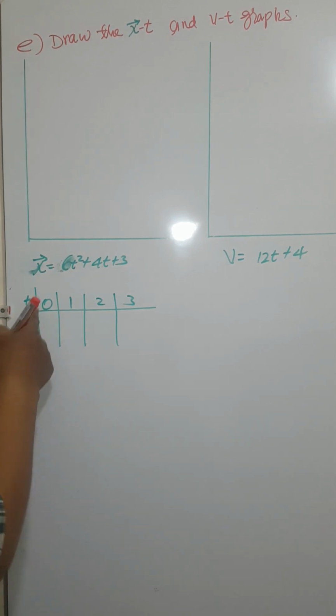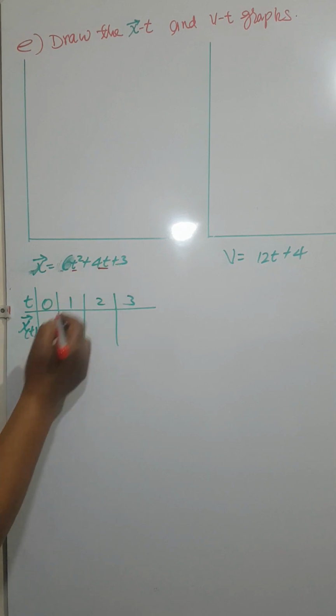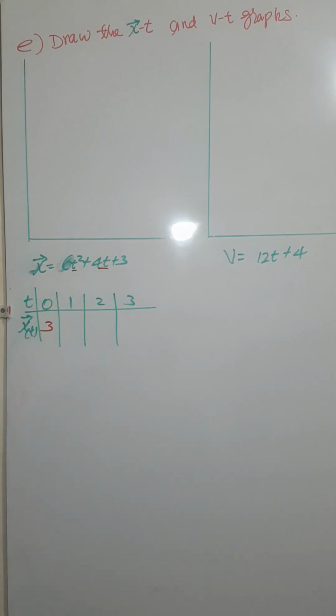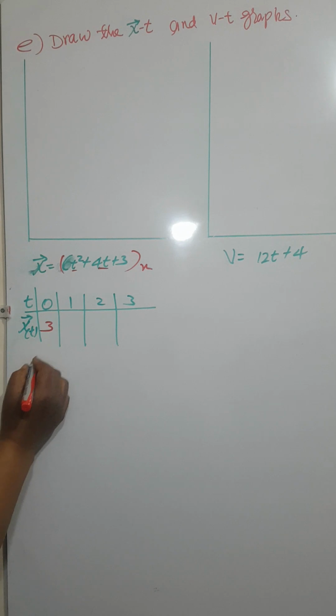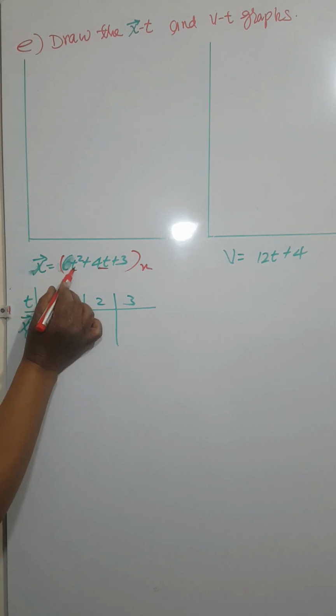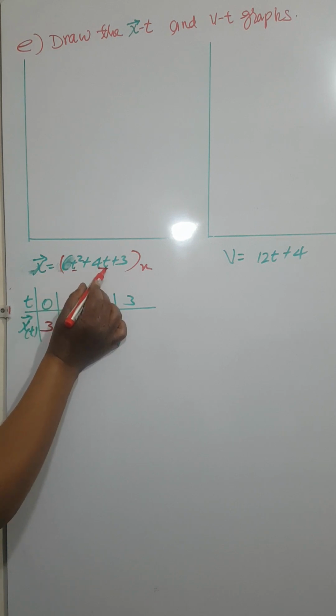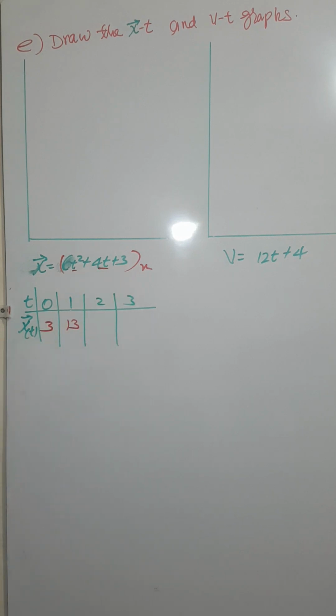Now when the time is 0 seconds, the position is at 3 meters. When the time is 1 second, 6 times 1 squared is 6, plus 4 times 1 is 4, so 6 plus 4 is 10, then plus 3 is 13, at 13 meters.